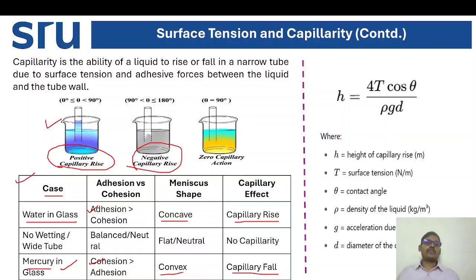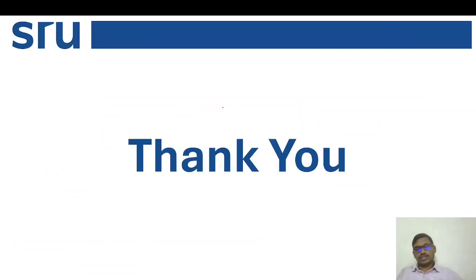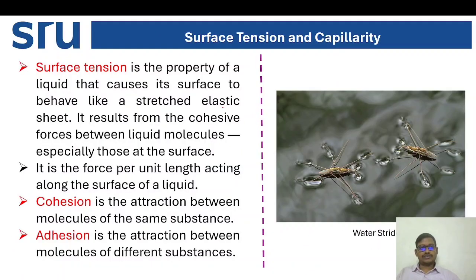That is called convex. So concave means rise, convex means reverse. Now the white tube is nothing but flat or neutral, no capillarity. Now you see this is positive, maintained with respect to some 0 to 90 degrees and 90 to 180 degrees, and theta equal to 90 degrees.